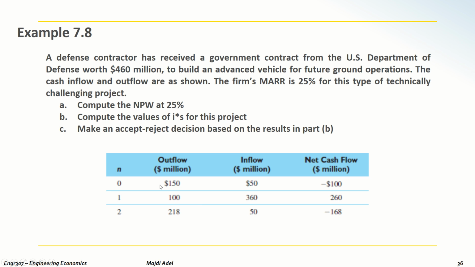And we have cash outflow of 150 million at n equals 0, 100 million at the end of the first year, 218 million at the second year, and the cash inflow 50 million at n equals 0, 360 million in the first year and 50 million at the final year. And this is the net cash flow, which is cash inflow minus cash outflow: 50 minus 150 at n equals 0, 360 minus 100 at n equals 1, 50 minus 218 at the end of the second year.